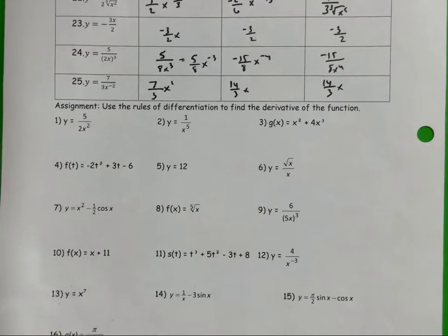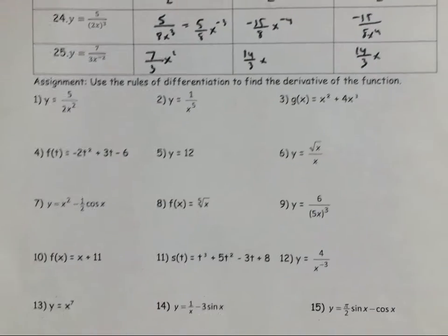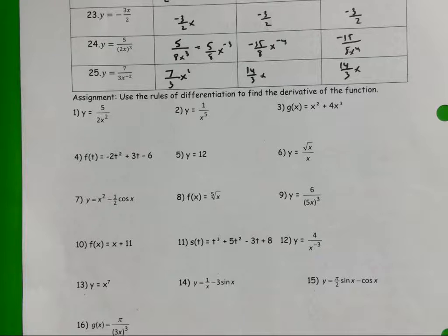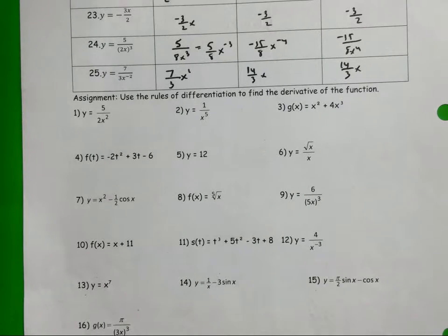Now we're going to review your homework from yesterday, so get it out and let's turn to page 24. We're looking at page 24 and we're going to go over numbers 1 through 16. Happy Friday. Here we go. Alright, number 1.